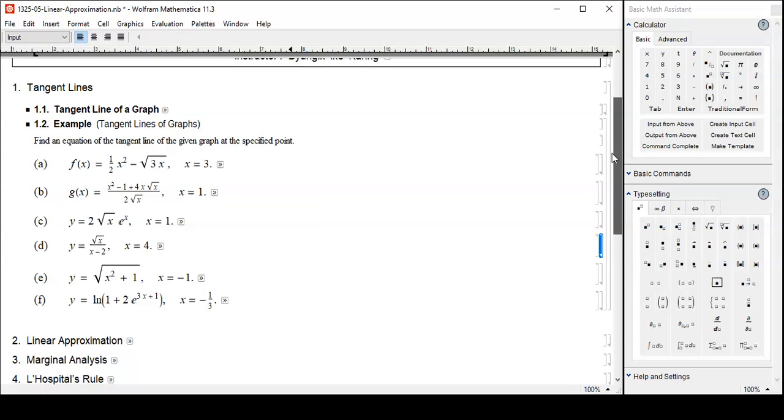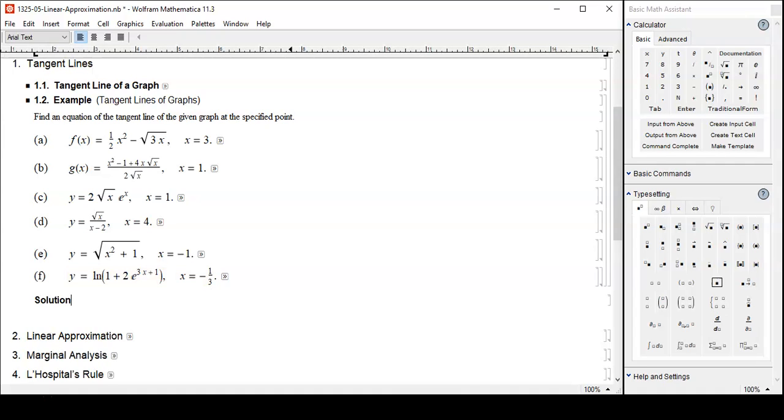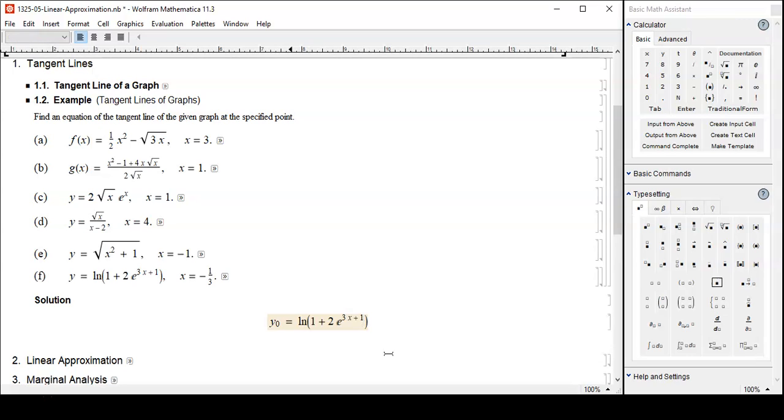Let's see. One more problem. Okay, let's do one more problem. This one. Well, how about this one? Yeah, that looks a little bit more intimidating, so let's go ahead and do that. So what is y0? This is my function. And then here, I'm going to plug in x equals -1/3.